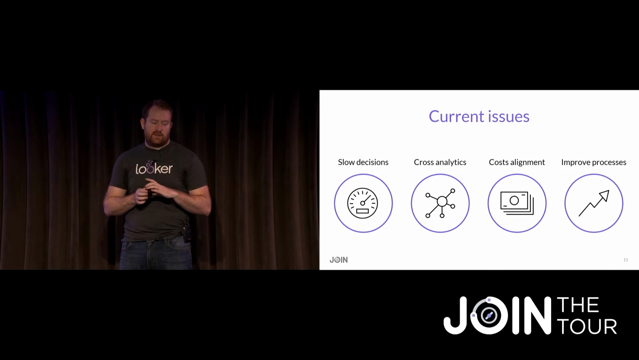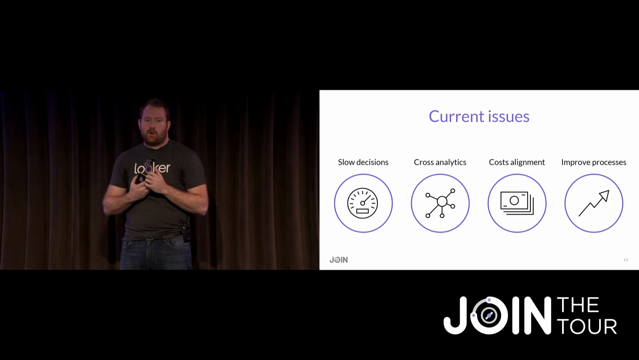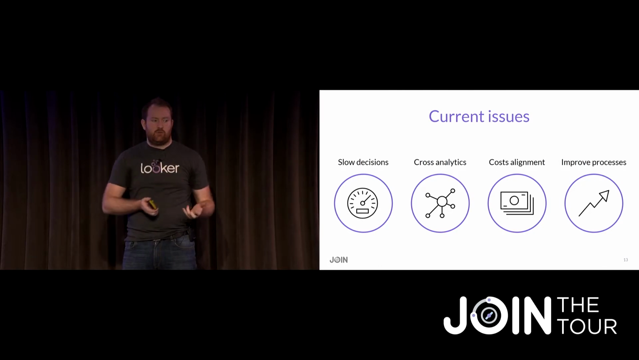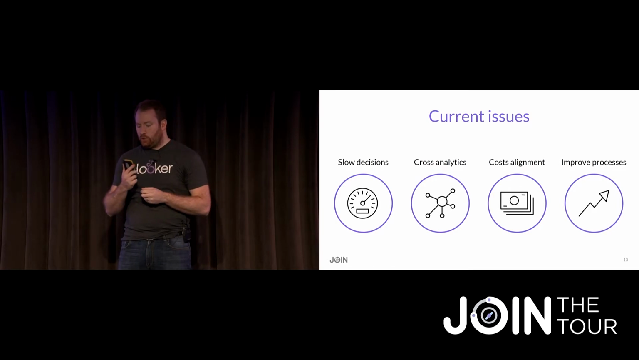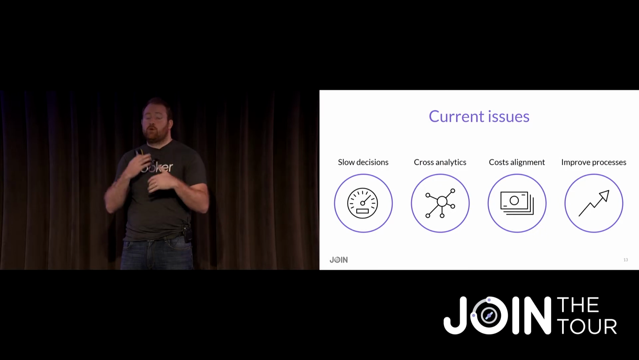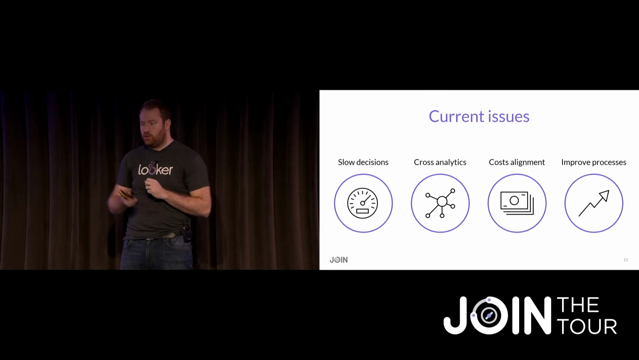And the last one is about improving processes. You might be able to make decisions across different topics based on data coming from a lot of different places. But is there anything else you could be doing with that information? Are people able to improve the way they work if they have access to new data, or if they have access to more data?